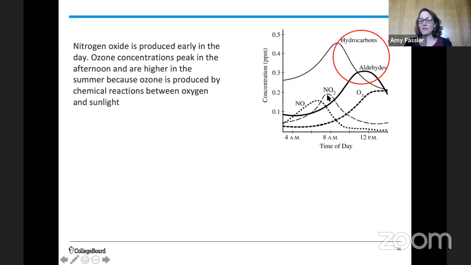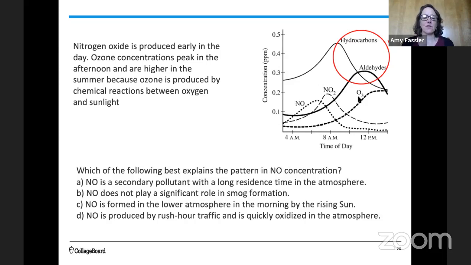So we have NOx, we have some sunlight, and we have VOCs. Notice that a short time after those cars all started driving during that morning rush hour, the hydrocarbons peak, and shortly after I get a peak in VOCs and NOx, the level of ozone starts going up. I use the VOCs and the NOx to create the ozone, and those concentrations go down while the concentration of ozone goes up. So I've kind of given it away, but there was a lot to break down in that diagram. Which of the following best explains the pattern in NO concentration? I'll see if you can take a look at that one.